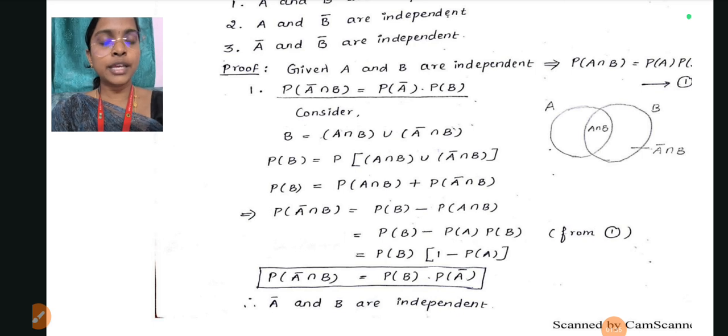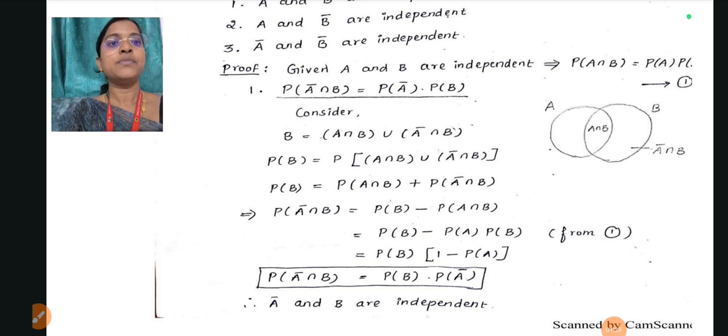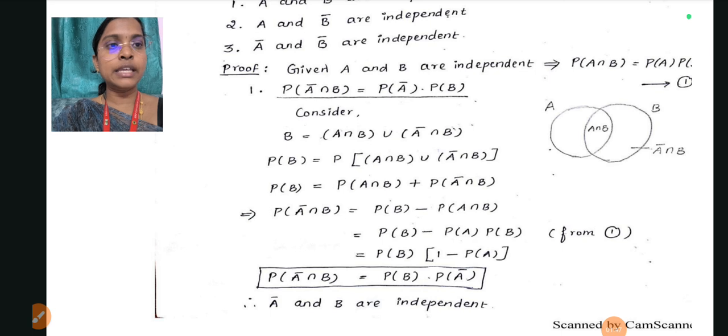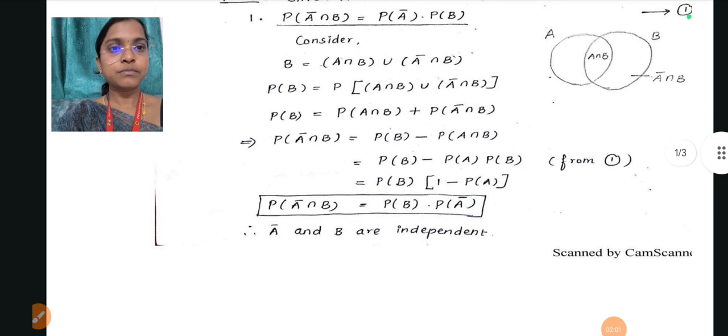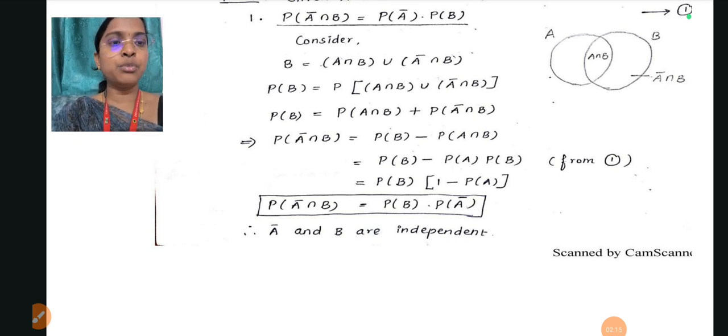Taking probability of both sides, probability of B is equal to probability of A intersection B union A complement intersection B. We know that probability of one event union another event is equal to probability of the first event plus probability of the other event. So we can get probability of B is equal to probability of A intersection B plus probability of A complement intersection B. From this we get probability of A complement intersection B is equal to probability of B minus probability of A intersection B. We know that probability of A intersection B is probability of A into probability of B.